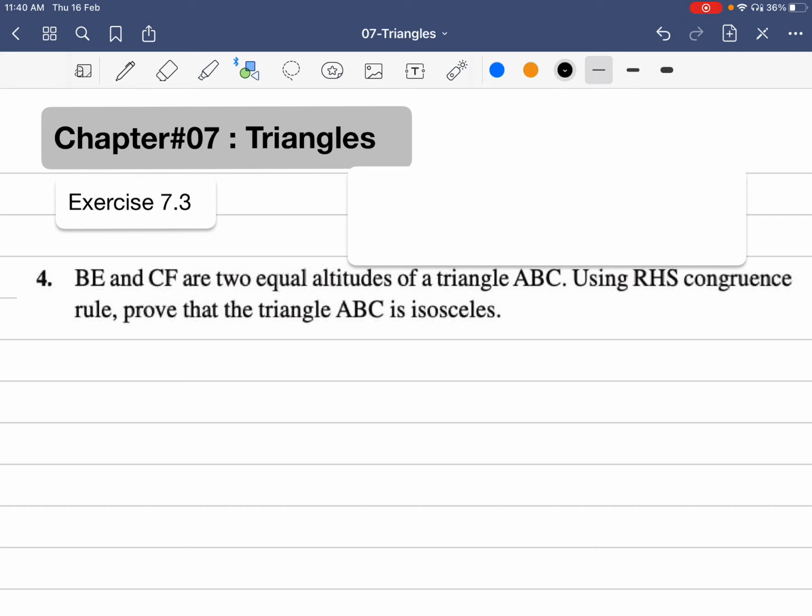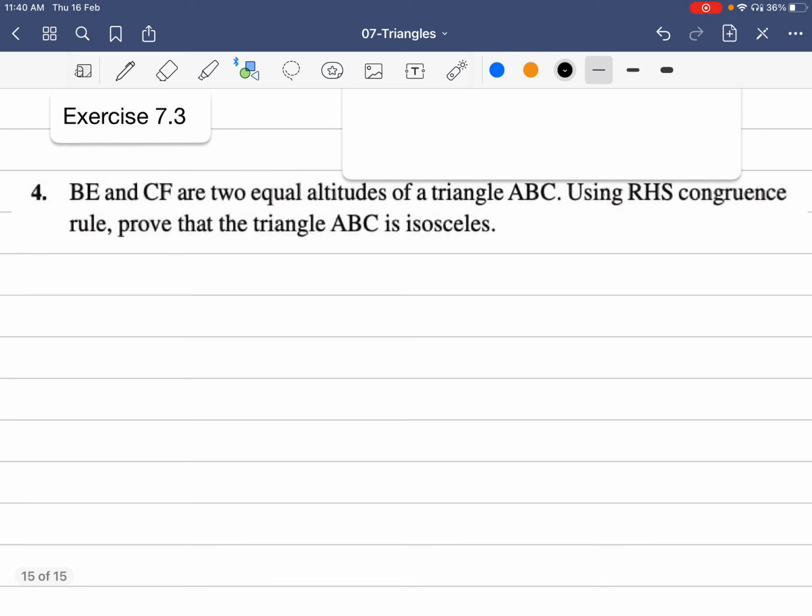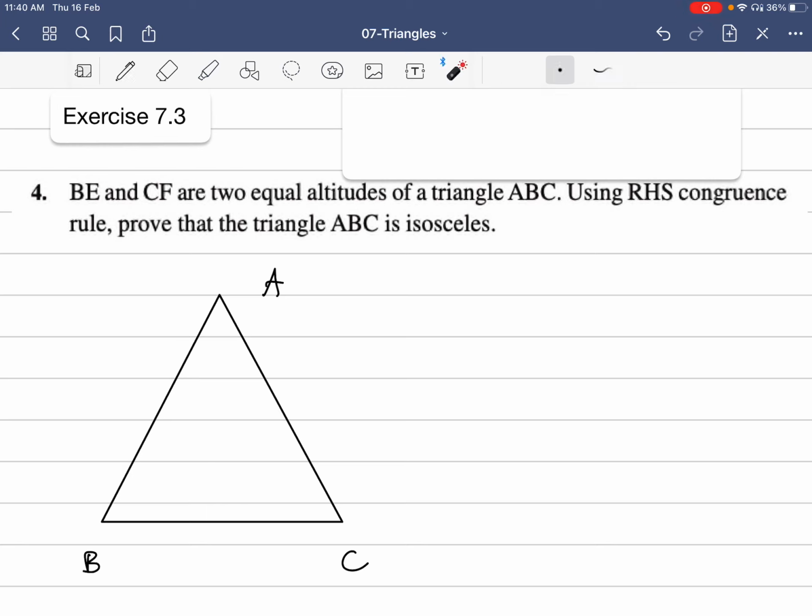So I'm going to draw triangle ABC. Let's come down here. So this is my triangle ABC. Okay, let's name the vertices. This is A, this is B, and this is C. Now, what the question reads is, BE and CF are two equal altitudes of the triangle ABC. So we have to understand what this term altitude is.